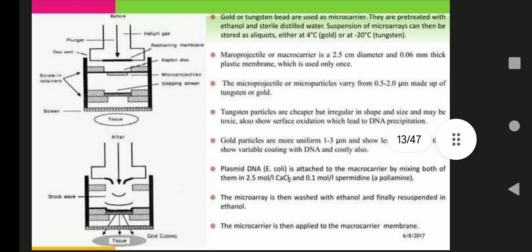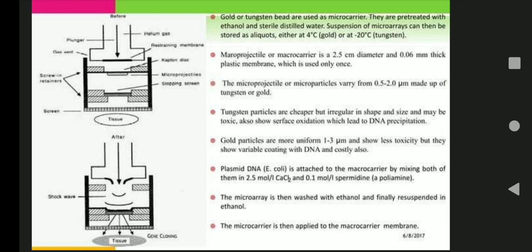After loading of the bullets, microprojectiles about 2.5 centimeter in diameter and 0.06 millimeter in thickness, that is the gold, stored at 4 degrees centigrade, as well as the tungsten, stored at minus 20 degrees centigrade, are coated with the DNA that acts as a carrier, dissolved in ethanol. The suspensions are loaded and allowed to coat on the surface of the microprojectile. The microparticles vary from 0.5 to 2 micrometer.